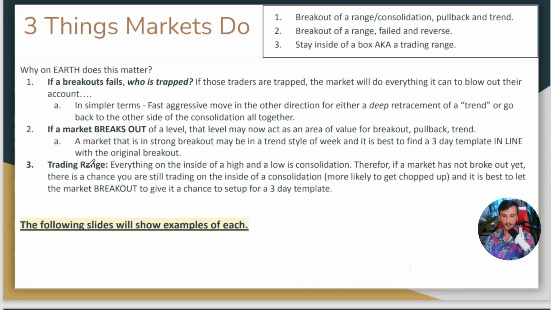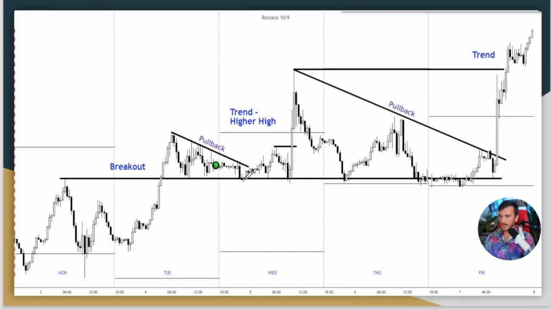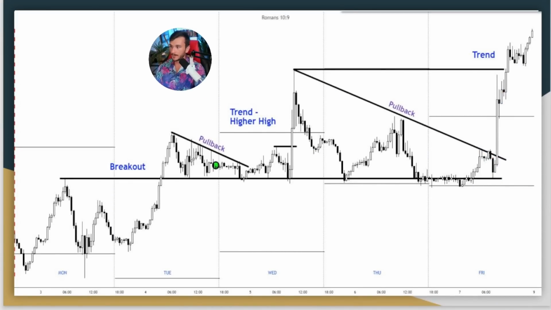And of course, trading range. Everything on the inside of a high and a low is consolidation. Therefore, if the market has not broken out yet, there is a chance you are still trading on the inside of a consolidation, and you're more likely to get chopped up in those consolidations. It's best to wait until the market breaks out and starts behaving accordingly. All right, so we're going to come down here and take a look at some different examples of breakout pullback trend.